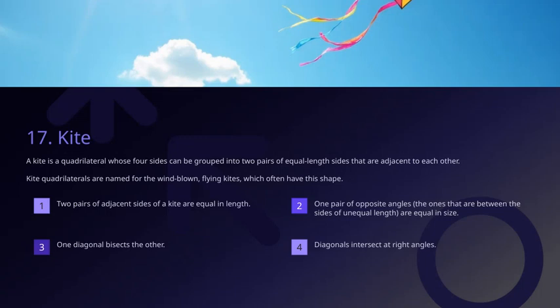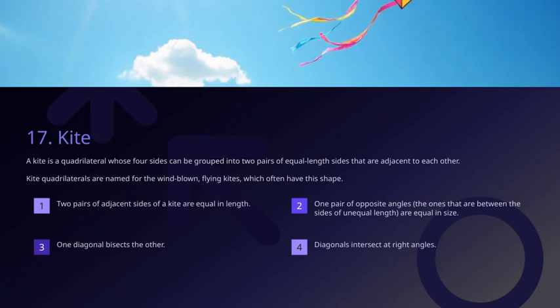A kite is a special kind of quadrilateral, and what's unique about it is that its four sides can be grouped into two pairs of equal length sides, and these pairs are adjacent to each other. Think of how a traditional flying kite-shaped figure looks. It's no coincidence that the name comes from that image. Now, one of the key features of a kite is that two pairs of these adjacent sides are equal in length. This symmetry is what gives the shape its distinctive appearance.